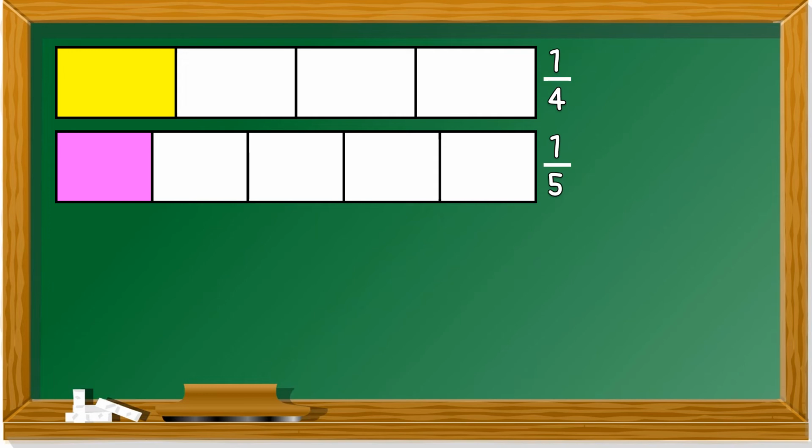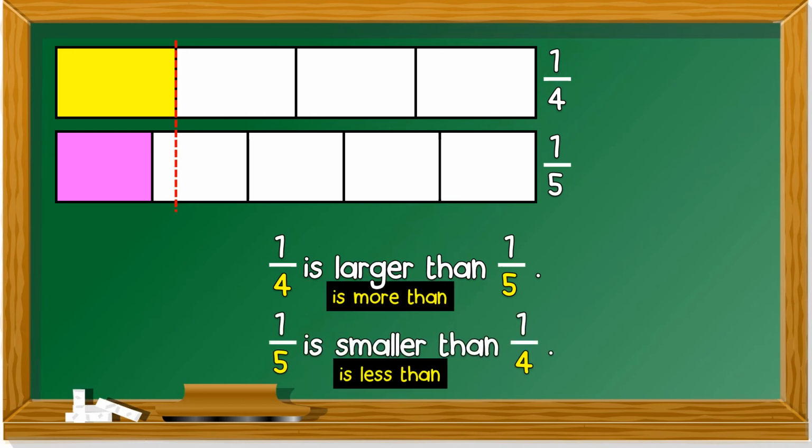We compare these two. Which is larger? The longer one is larger. So we look here. So it's 1/4 is larger than 1/5. Or 1/5 is smaller than 1/4. You can also replace saying 1/4 is more than 1/5. Or 1/5 is less than 1/4.